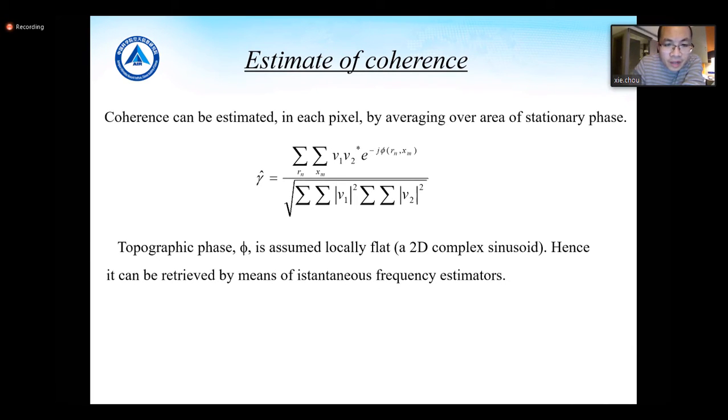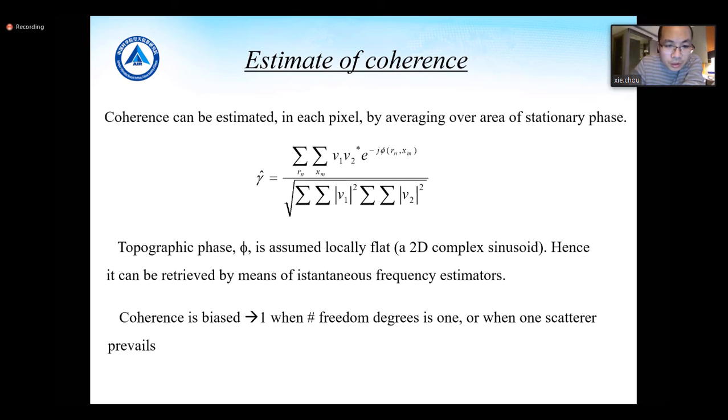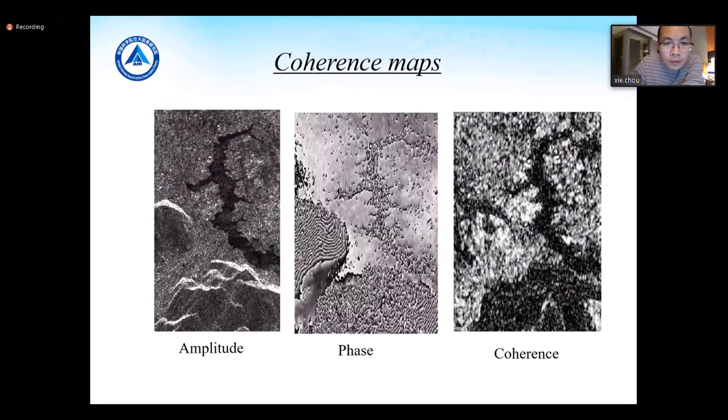Topographic phase phi is assumed locally flat, hence it can be retrieved by means of instantaneous frequency estimation. Coherence is biased when the degrees of freedom is 1 or when one scatterer prevails.